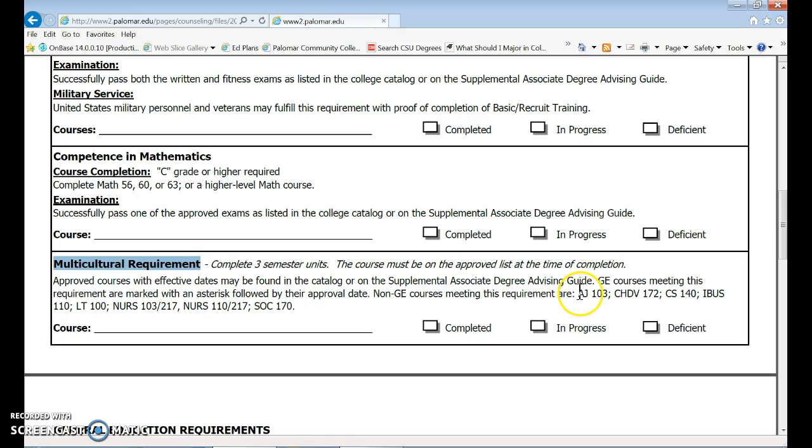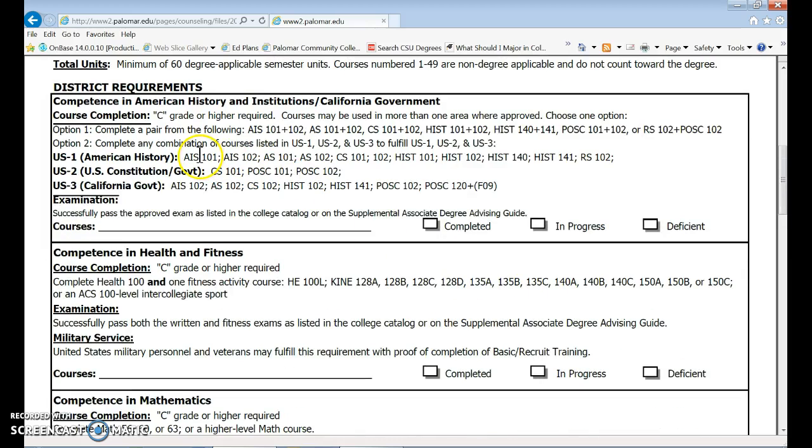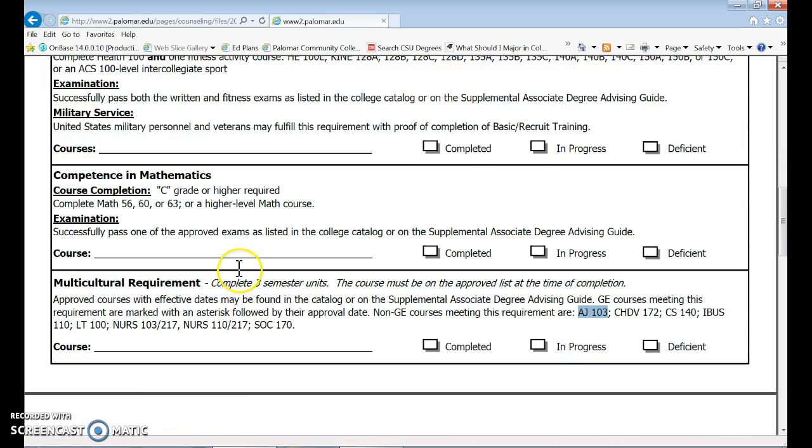You'll notice there's an Administration of Justice class that takes care of that already, the AJ 103. But you're also going to notice under your U.S. history, there are a number of U.S. history classes that take care of that, such as Chicano Studies 101 and 102. And we'll go over that later on.